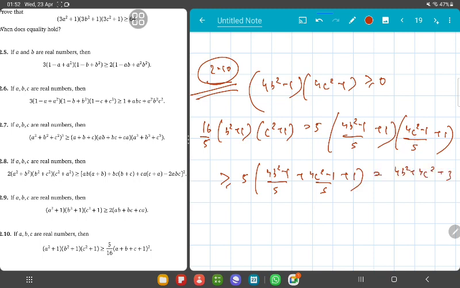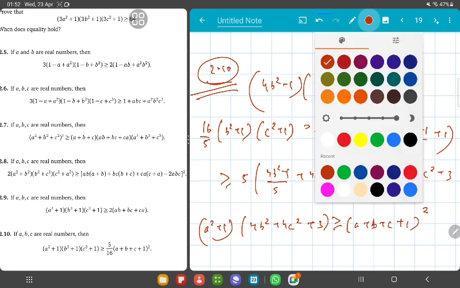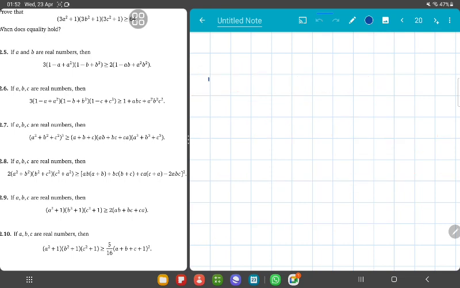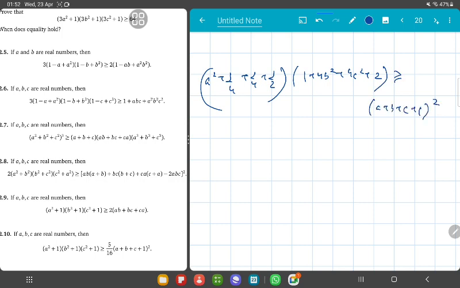Equal to 4b square, 4c square plus 3. It's sufficient to prove that (a square plus 1)(4b square 4c square plus 3) will be greater than or equal to (a plus b plus c plus 1) square. Okay, I'm now writing this inequality as (a square plus 1 by 4)(1 by 4 plus 1 by 2)(1 plus 4b square)(4c square plus twice) greater than or equal to (a plus b plus c plus 1) square. We recognize the Cauchy-Schwarz inequality here. So this is how it will be done. Thank you.